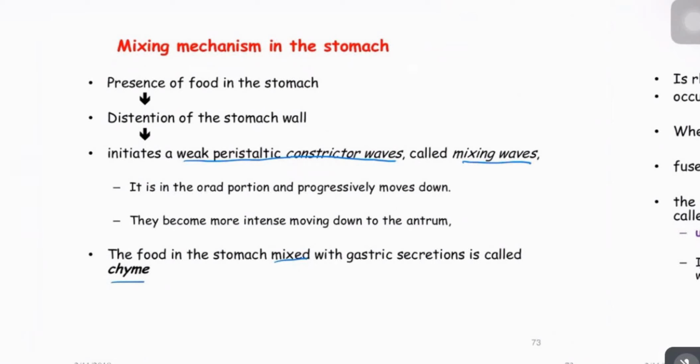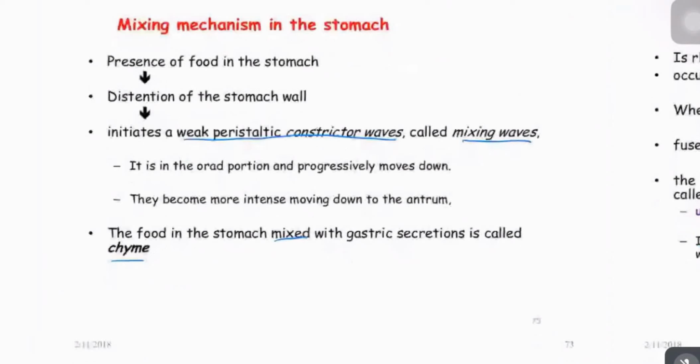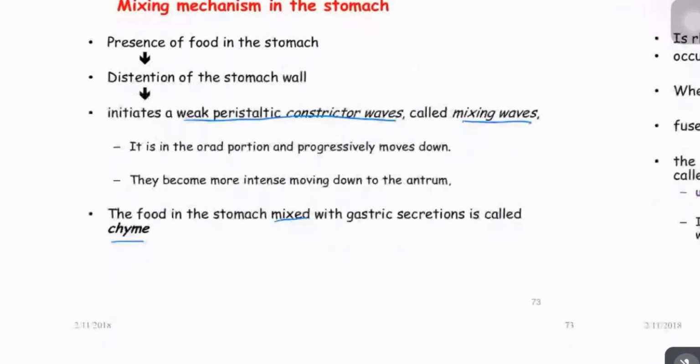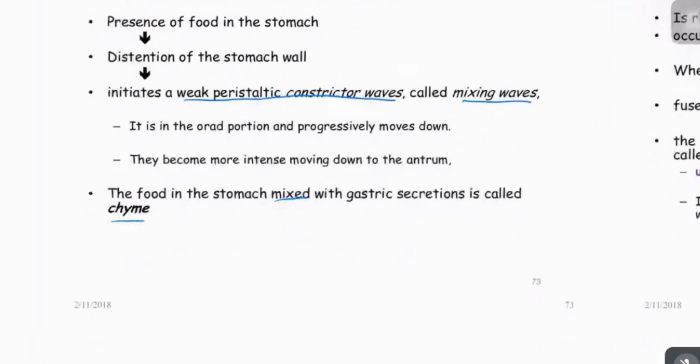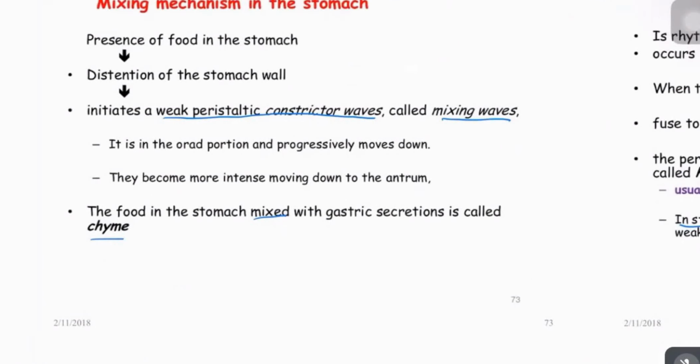Now we have the mixing mechanism in the stomach. With the presence of food in the stomach, there will be distension of the stomach wall. It will initiate weak peristaltic constriction waves called mixing waves. In the orad portion and progressively down, they become more intense, moving down toward the antrum. The food in your stomach mixes with your gastric secretion. Next are your hunger contractions.